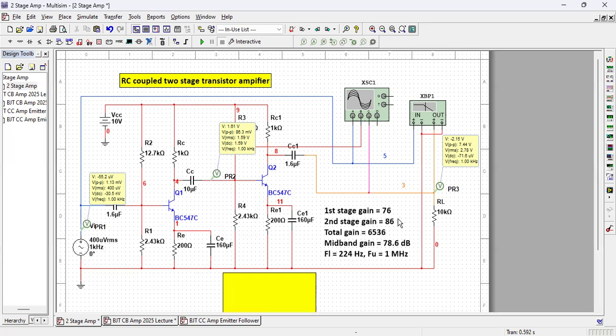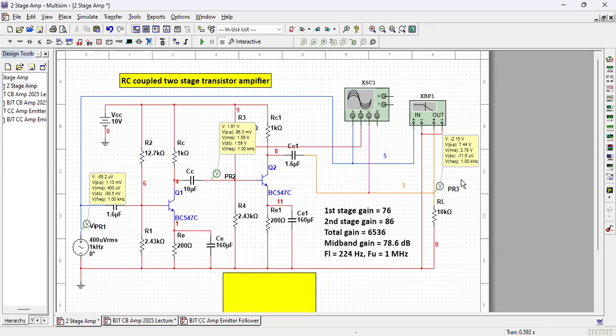If you multiply 86 and 76, because we have taken approximate figures, 76 multiplied by 86 makes it 6,536. And the actual measurement is 7.44 volt, that is 7440 millivolt divided by 1.13 millivolt here. This is equal to 6584. Slightly different because while putting these values 76 and 86, we made approximate figures.